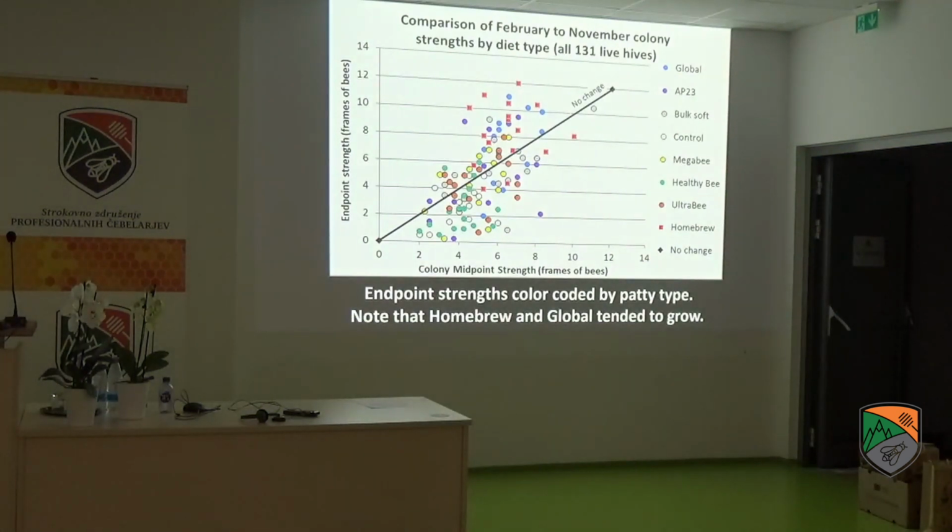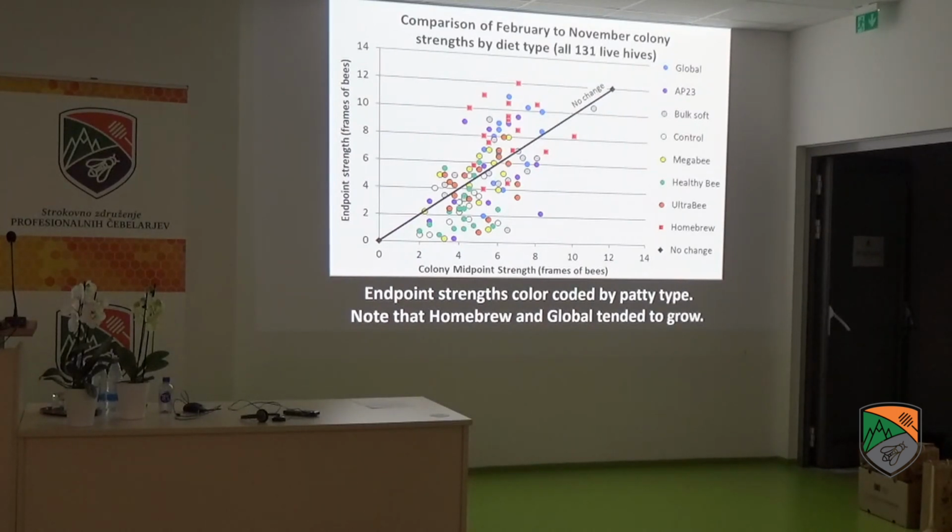So this line, this is your endpoint strength, frames of bees for each colony, and this is your midpoint strength, okay? So this is showing growth from the winter cluster up to final grading. This would mean no change in strength right here. So if they're above this line, that means they grew. If they're below this line, that means they shrunk.